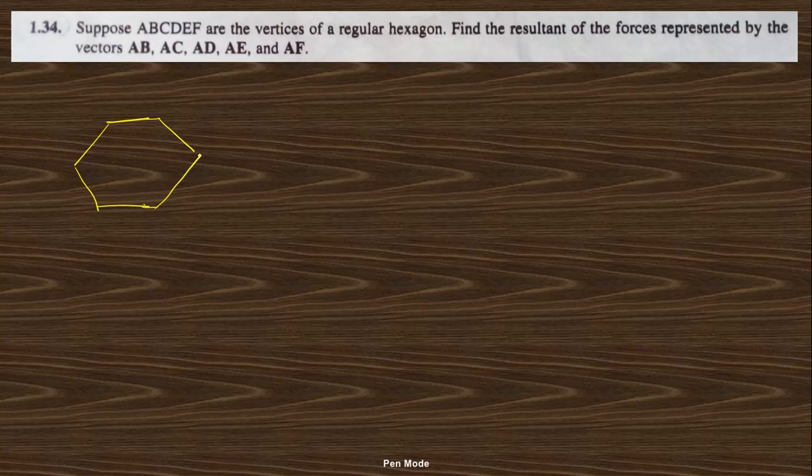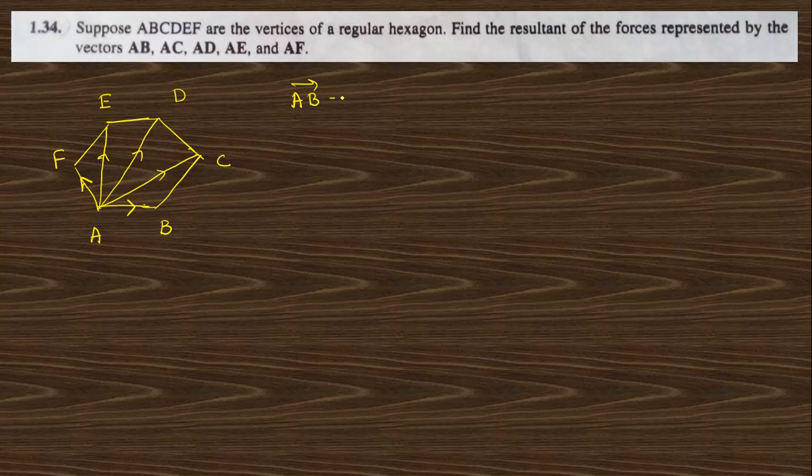This is a regular hexagon. I rename the vertices as A, B, C, D, E, F. We need to find the resultant of the vectors AB, AC, AD, AE, AF.